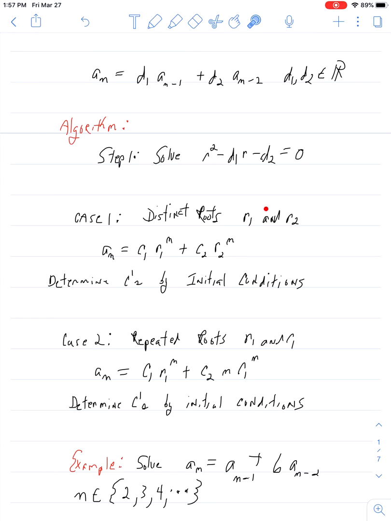Either the roots are different, r1 is different than r2, so you have distinct roots. And our algorithm says that if you have distinct roots to that quadratic equation, then your solution is a sub n is c1 r1 to the n plus c2 r2 to the n. So there's your solution, but what's the problem? The problem is you don't know what c1 and c2 are. How do you determine those? And the answer is by using the initial conditions.